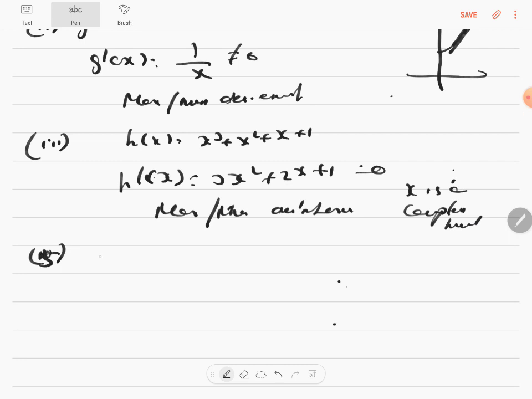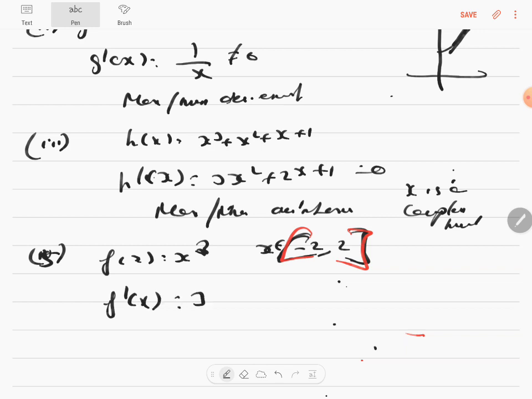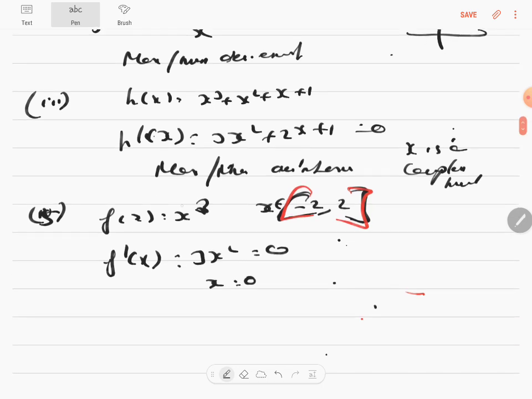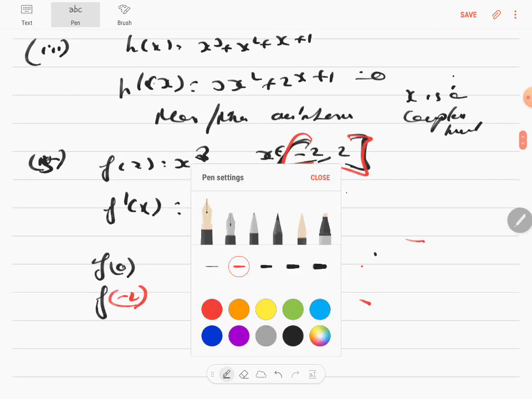Fifth question, f of x is equal to x cube, where they have given that x is an element of minus 2 to plus 2, close bracket. The close bracket is given, you have to identify it with more care. Okay, now as usual differentiate it. f dash of x is equal to 3x square, equated to 0, you get obviously x is equal to 0. Now you have to substitute in the question. So you're going to do f of 0, f of minus 2 also, the inclusive bracket, and f of 2 also you should do.